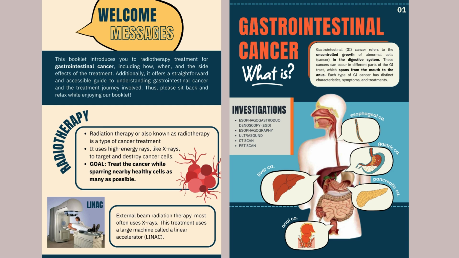GI cancers can be investigated through esophagogastroduodenoscopy, EGD, esophagography, ultrasound, CT scan, and PET scan. In this book, we will talk about esophageal cancer, gastric cancer, liver cancer, pancreatic cancer, and anal cancer.